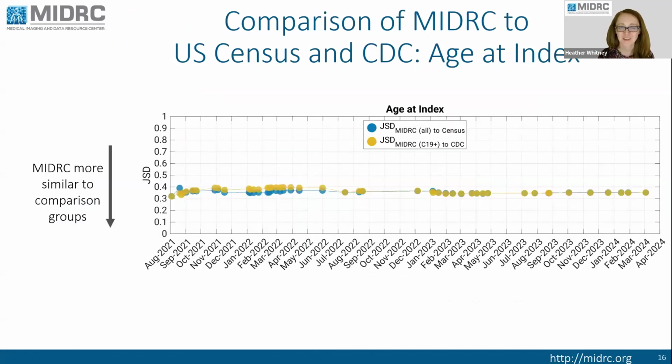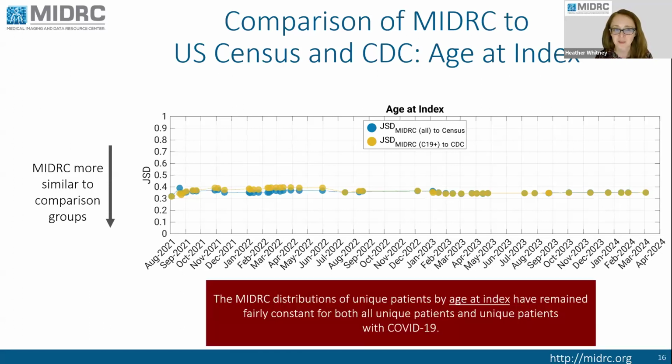Next slide. So just as an update, as an example of one of the attributes that we track for our patients, this is a figure of the JSD over time for comparing all the unique patients in MIDRC to the census, and then all the unique COVID-19 positive patients to the CDC case counts. And remember, lower means more representative. It means less different. So as you can see, over time the comparison of our groups in terms of age index has stayed pretty steady, and also between these two comparisons, pretty similar.